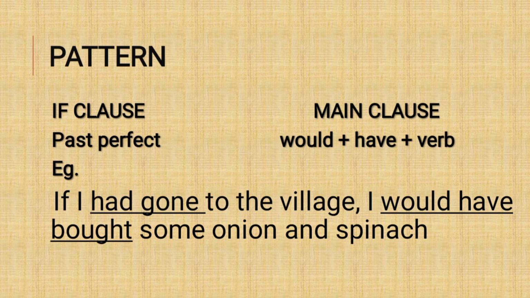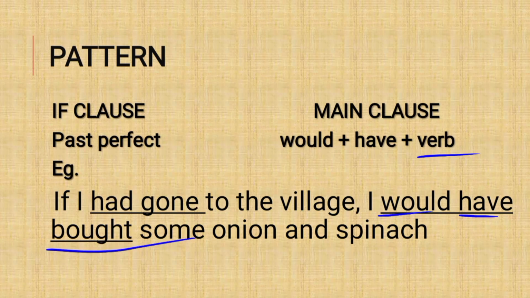Put would, have, okay, the would is here, the have is here. What else? The verb. And I said this verb should be in past tense. There we said I would buy some onion and spinach. Now in this case, this should be in the past, so it will be I would have bought some onion and spinach. Past perfect, would plus have plus verb in past tense.